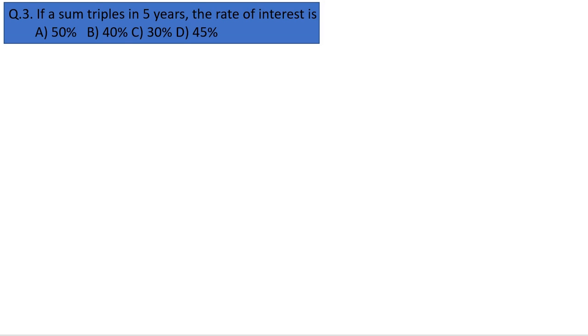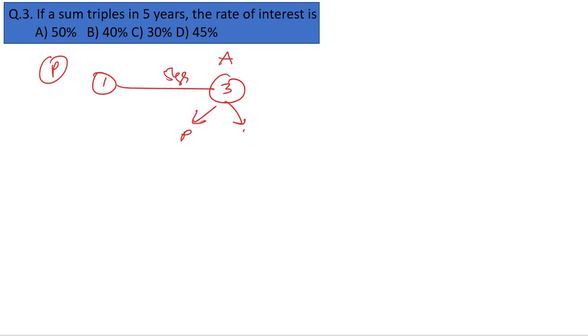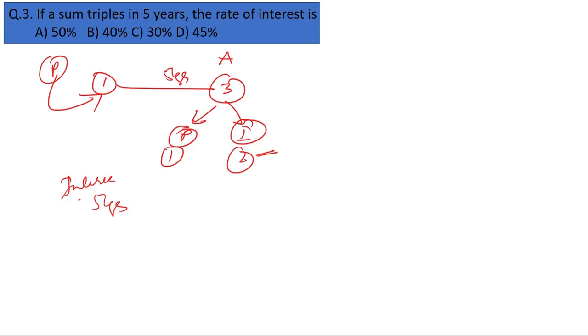And in the next question we have, if a sum triples in 5 years, the rate of interest is? Friends, we do not know the principal, so I can assume rupees 1 as principal. Then after 5 years we get rupees 3, that is the amount. We know the amount is made out of principal and interest, that is principal is rupees 1 because we have already considered principal as rupees 1, and the remaining rupees 2 will be interest. So for 5 years we have interest rupees 2.